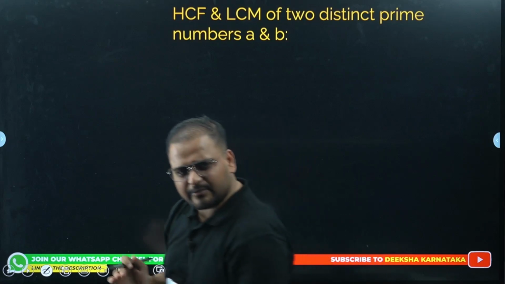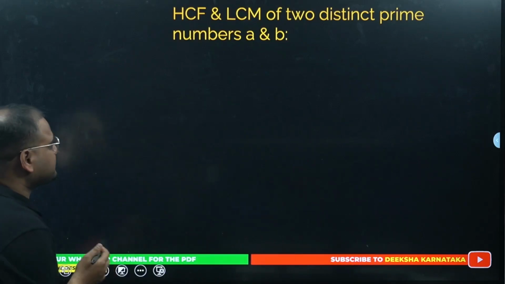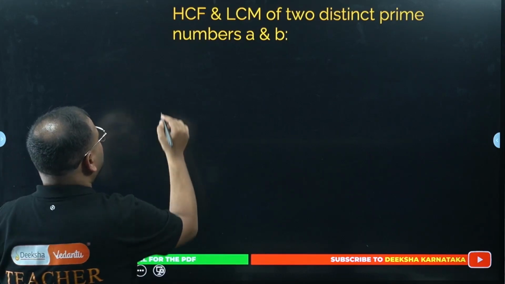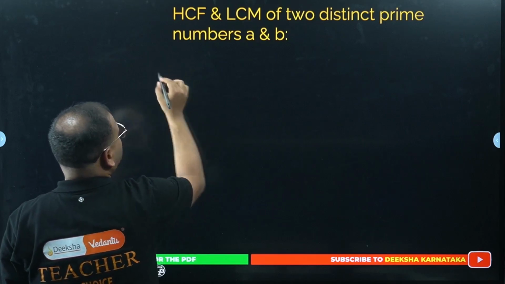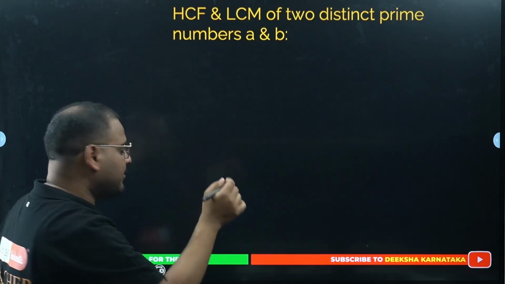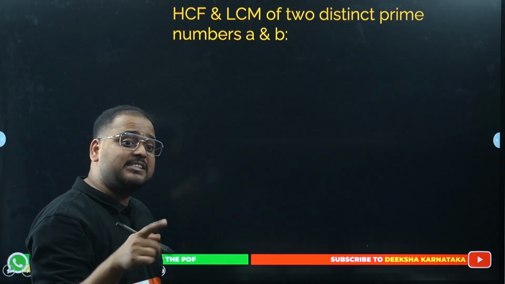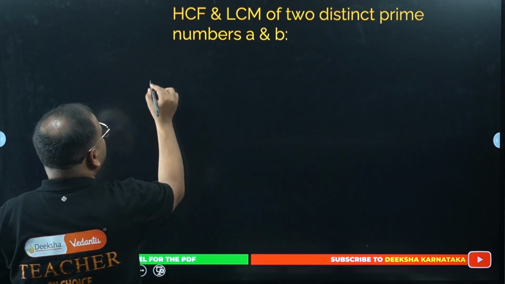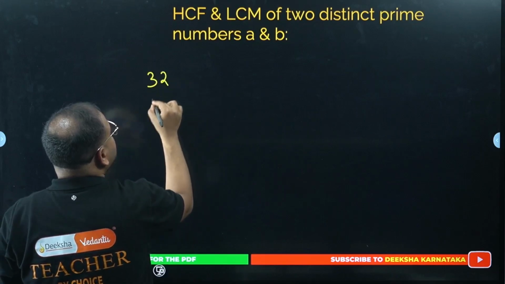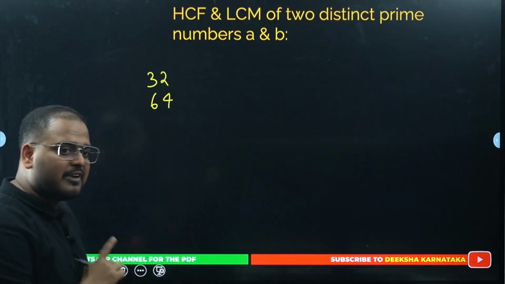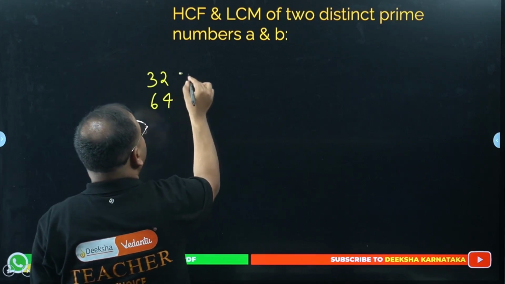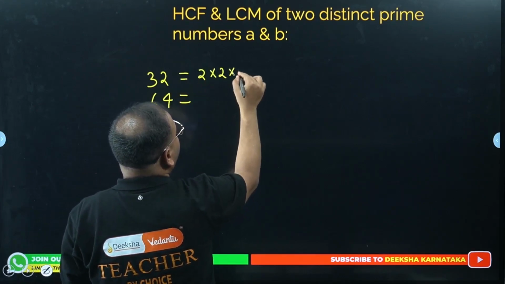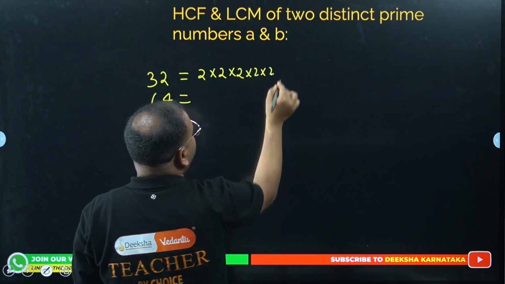Shall we take one example? Let's take another example, not this question, to find the HCF and LCM using the exponents of the prime factors. Let's take 32 and 64. Can you write the prime factors of 32 and 64? Yes, we can. 32 is 2 into 2 into 2 into 2 into 2, 5 times.